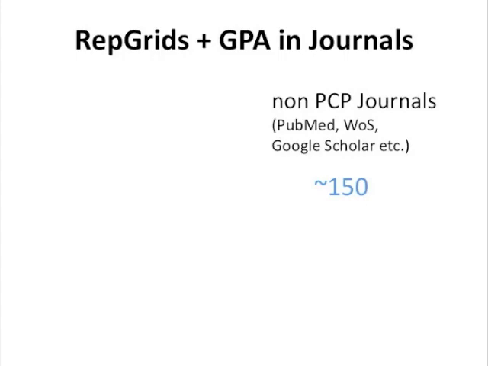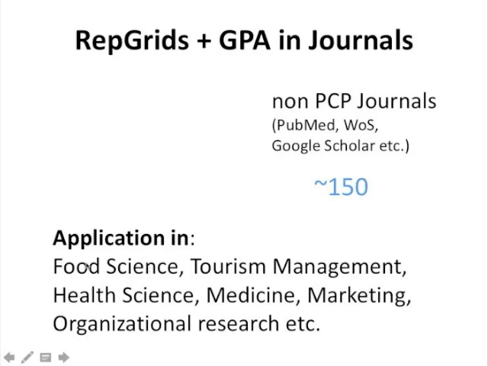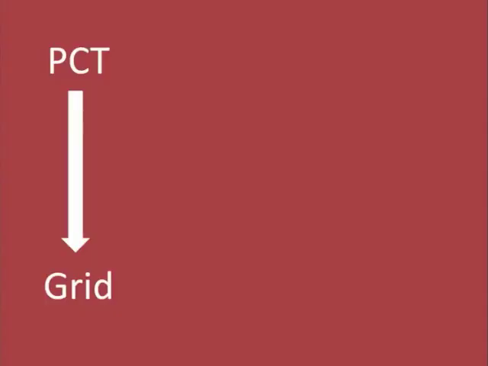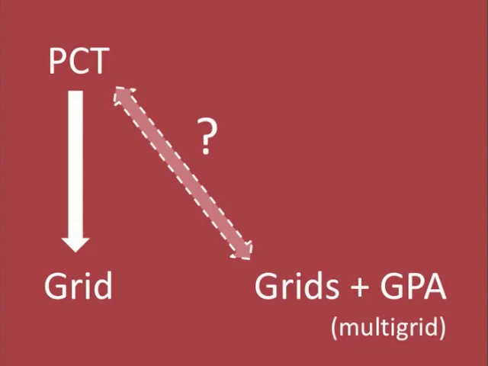If we look at PCP journals, we also find, when we look at how many papers are there, one step before, they have applications in food science, tourism management, health science, so on, so across a wide variety of fields. If we now look at the PCP journals, we find that there are exactly 0 papers using GPA plus RepGrid. Maybe I've missed one, but it seems up to now I have not found one. So the situation is that the grid originated from PCT, but grids plus GPA do not have virtually any link to PCT except a brief mentioning of the origin of grids and its connection to PCT. So there's no connection to multiple grids at this point.